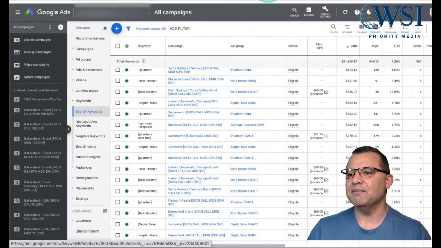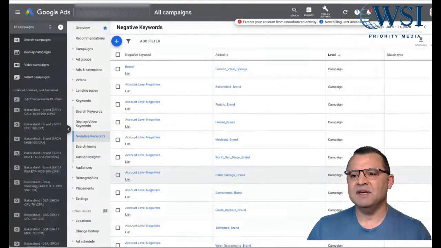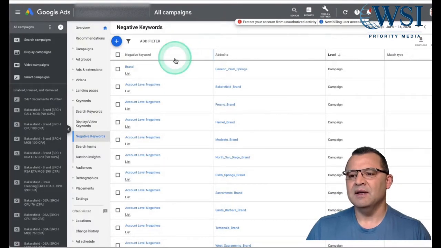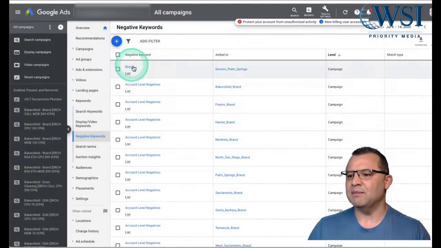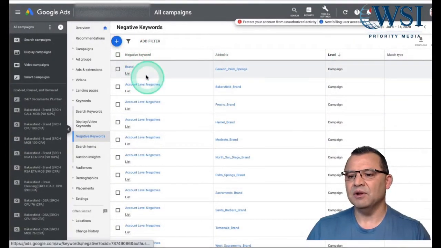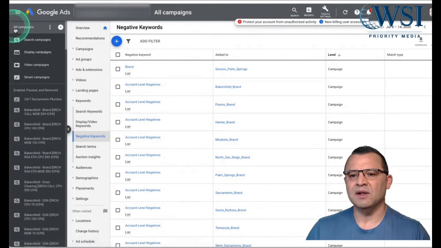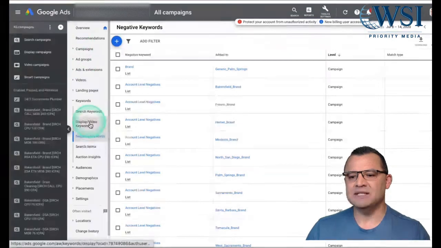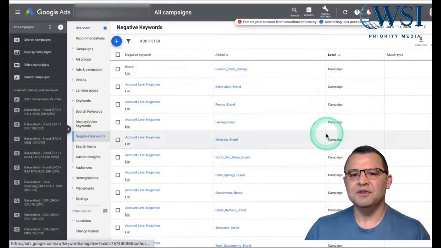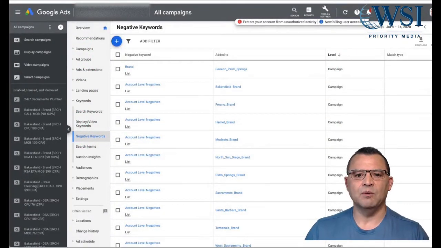And then the negative keyword list that we want to keep an eye on is over here, where you can manage your keywords at the account level, or you can manage it at the campaign level, but they're all listed right in here. So what you do is you go into all campaigns, you go into campaigns, and you go into negative keywords to be able to find where your negative keywords are at.